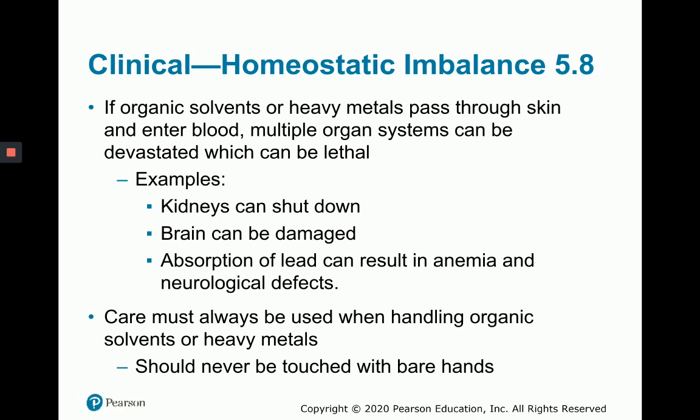through the skin and enter the blood. There are some chemicals that when mixed with things like DMSO can then travel straight through the skin. And these things can be very fatal to multiple organ systems. They can be very devastating. Things like the kidneys can shut down, the brain can be damaged. Absorption of lead, for example, can result in anemia and neurological defects. So we gotta be careful when we're using anything that has an organic solvent in it or a heavy metal that can very easily be dissolved all the way through the skin.